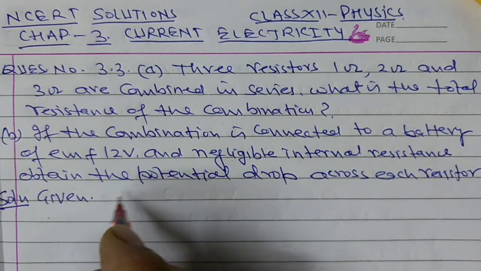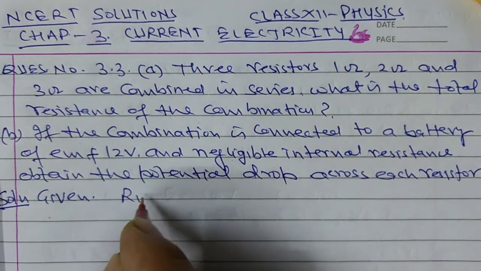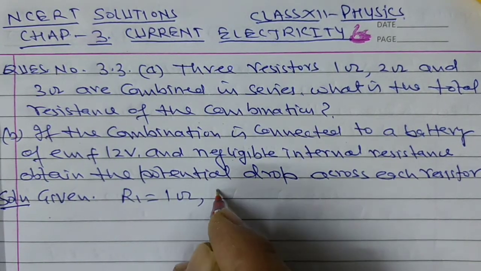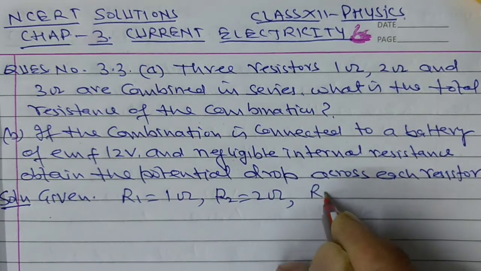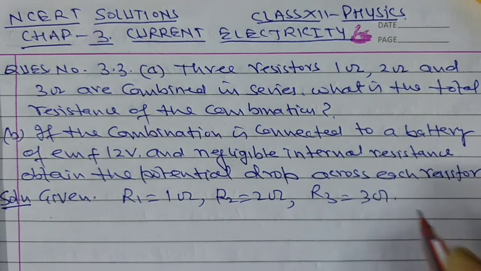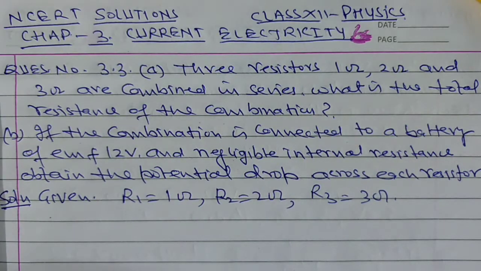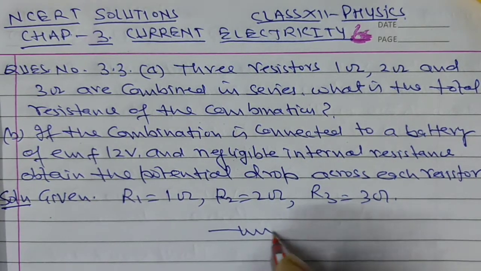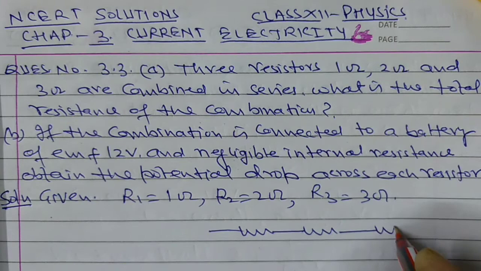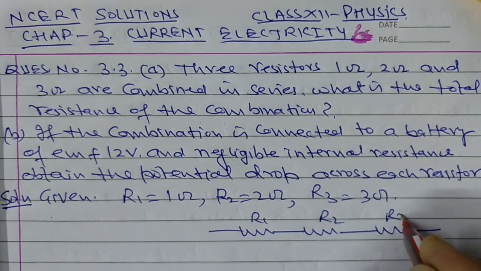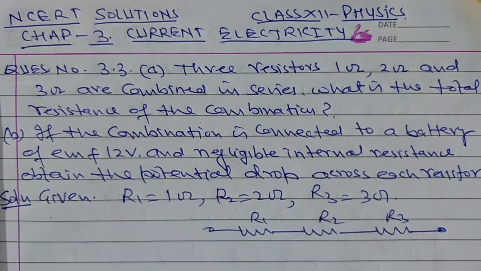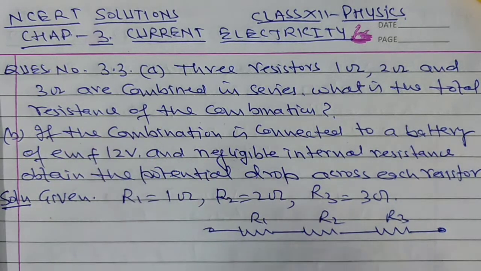Given that three resistors R1 is equal to 1 ohm, R2 is equal to 2 ohm, R3 is equal to 3 ohm, connected in series. All three resistors are connected in series. This is R1, here R2, here R3. Now we need the equivalent resistance.